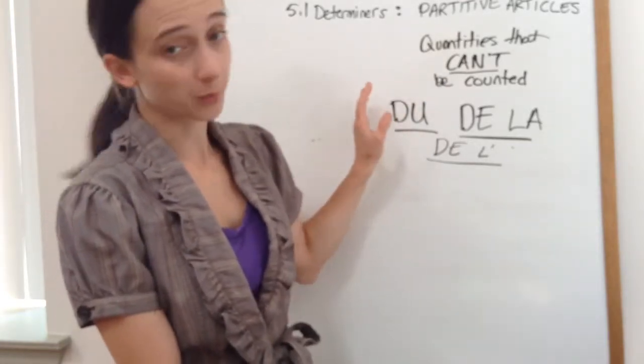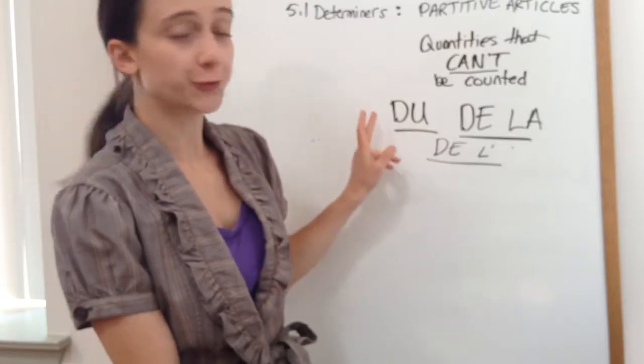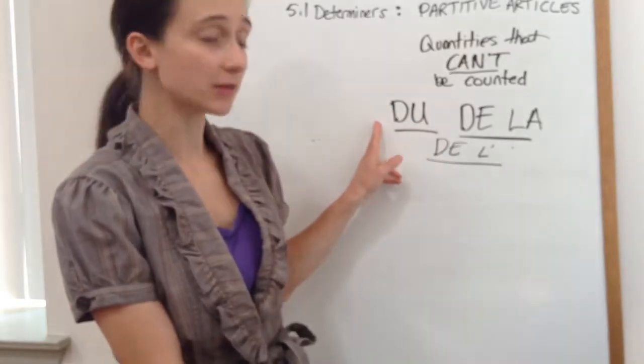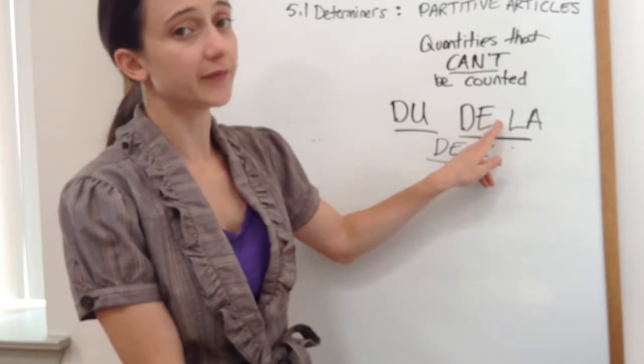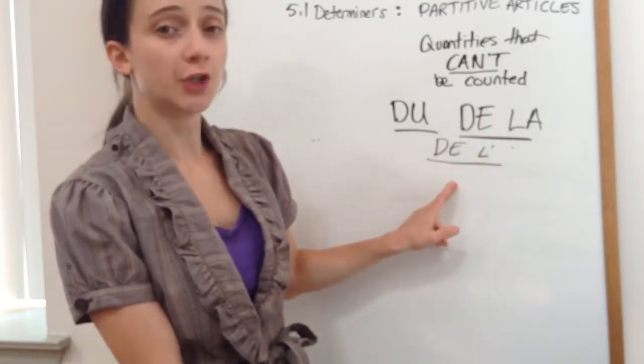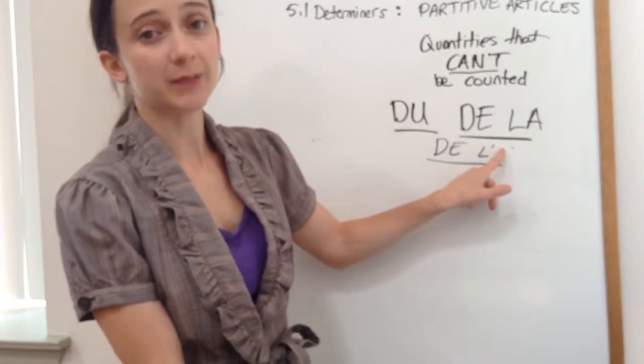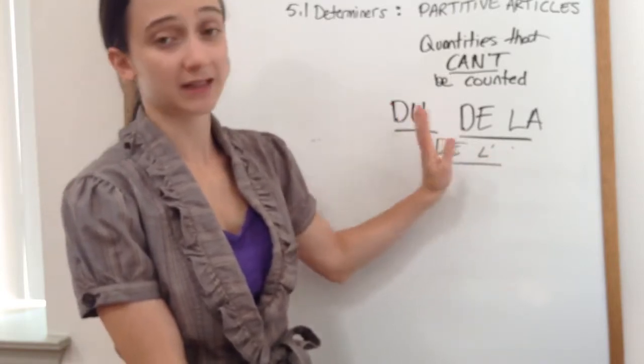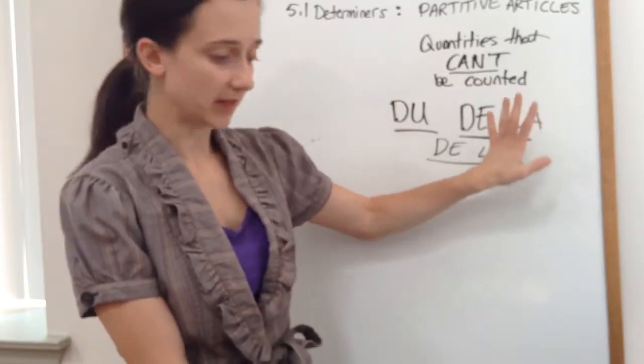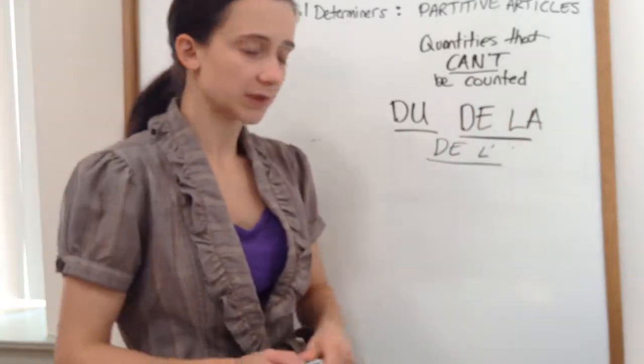Now, what do our partitive articles look like? They are du for masculine nouns, de la for feminine nouns, and then de l' for nouns that begin with a vowel. They could be masculine or they could be feminine. So, what are they used for?